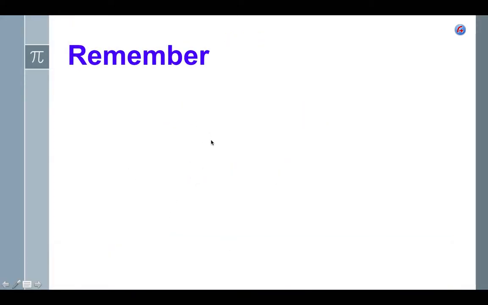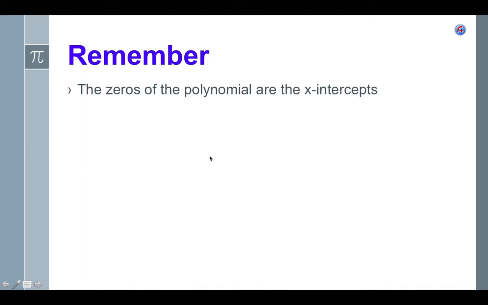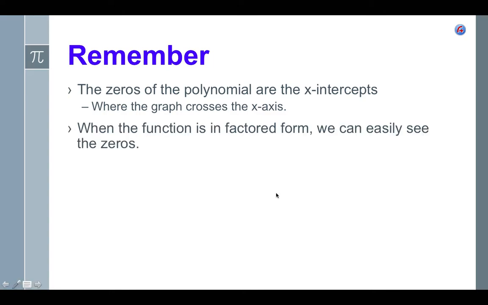A little bit of a reminder from the last lesson. The zeros of a polynomial function are also the x-intercepts of that polynomial. Remember that the x-intercepts are where the graph crosses the x-axis. When your function is in factored form, we can easily see the zeros, as we remember from the previous lesson.